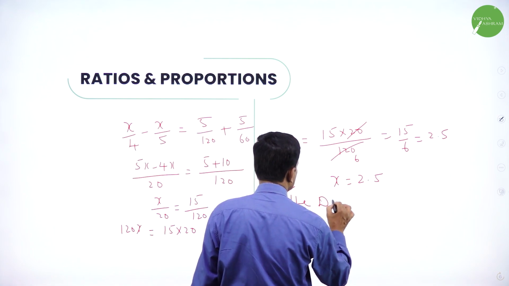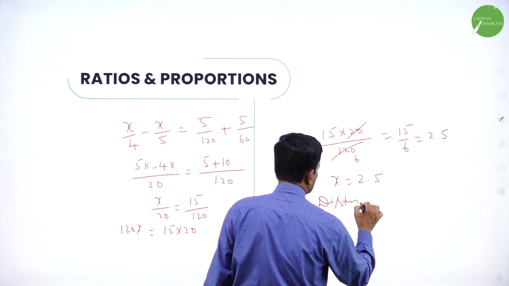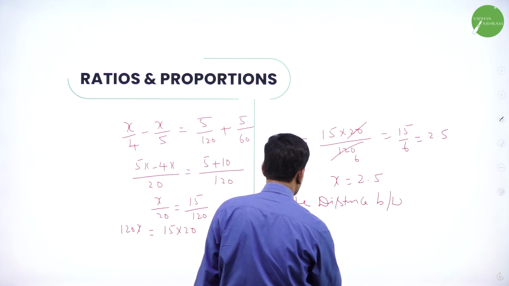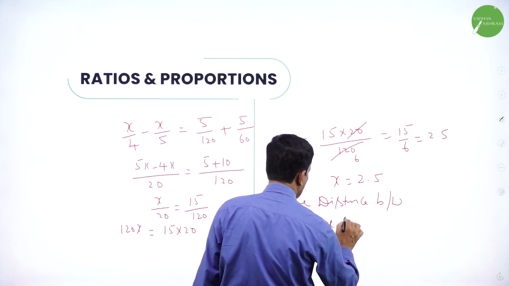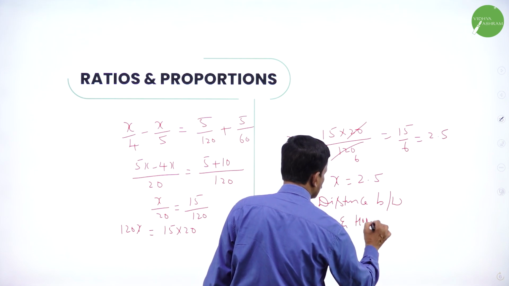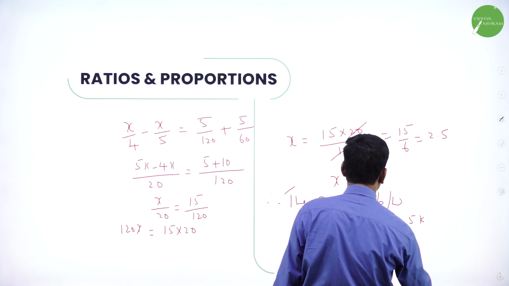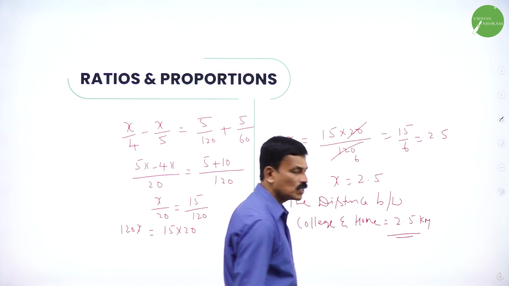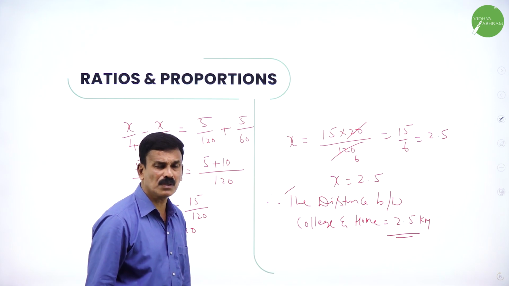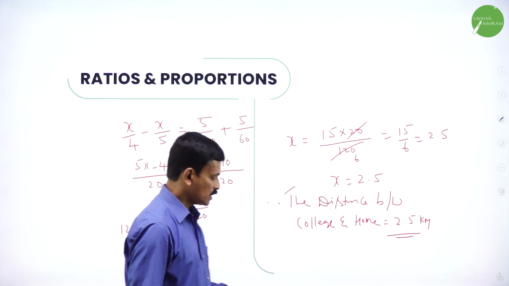Therefore, the distance between college and his home is 2.5 kilometers. That's it. Very simple problem, very important problem. So here, very simple.